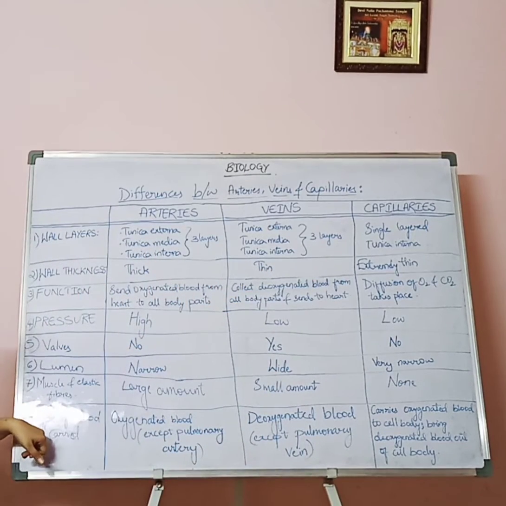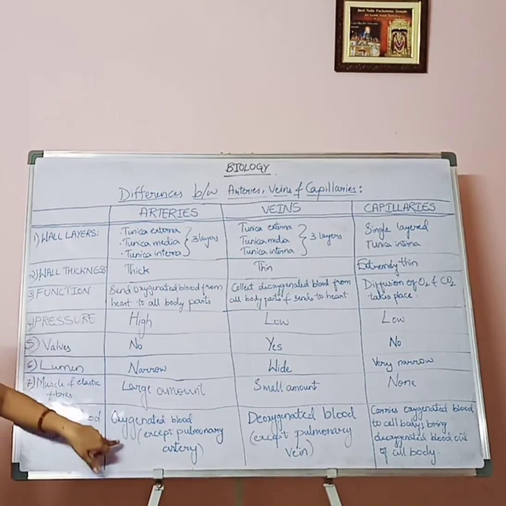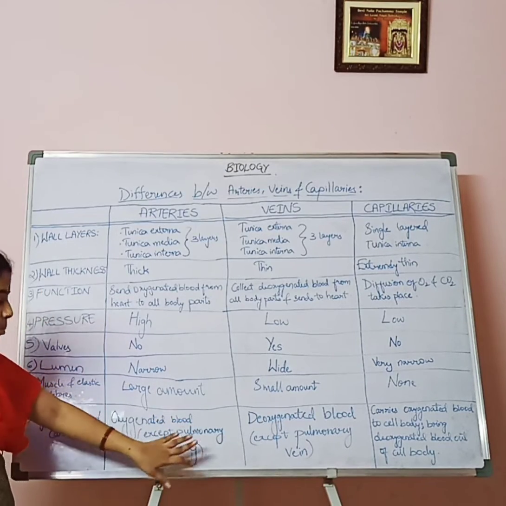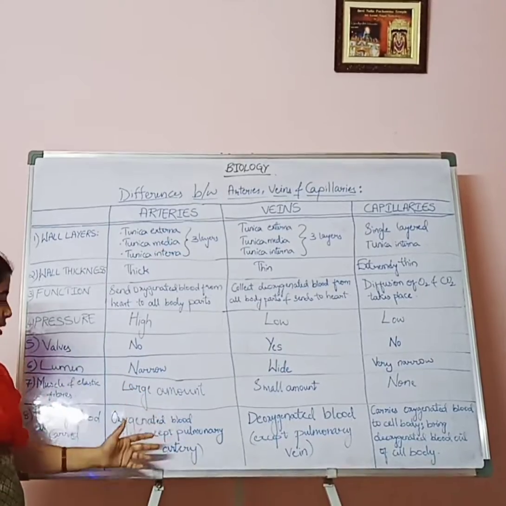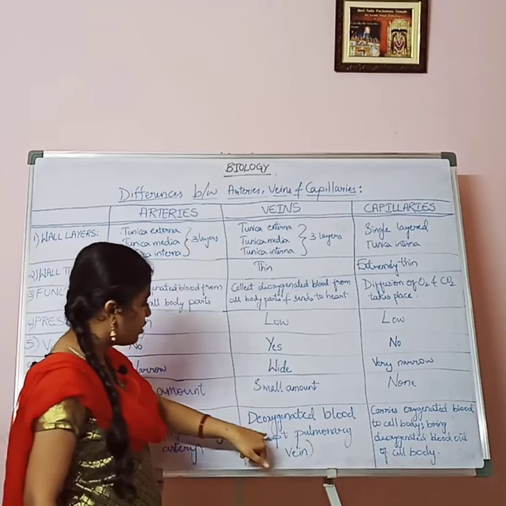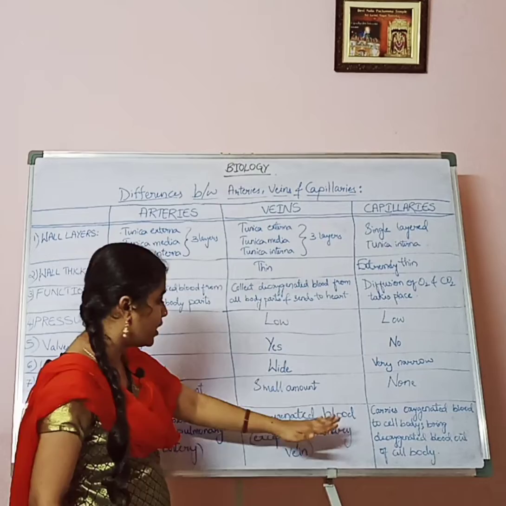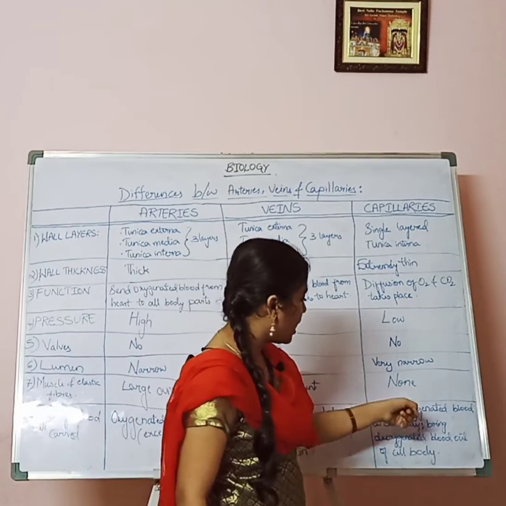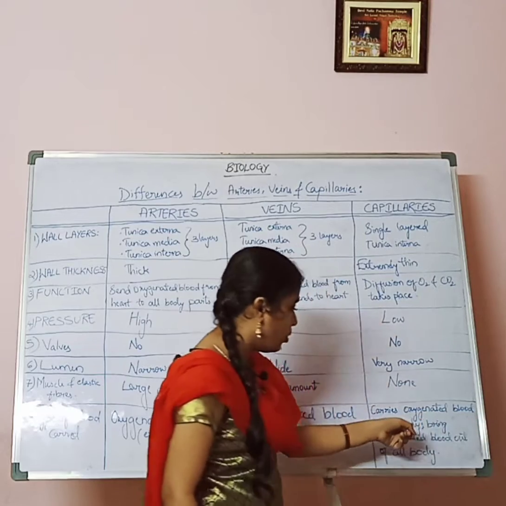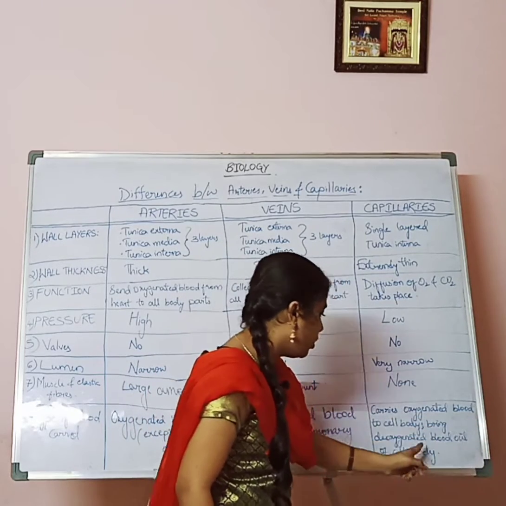And the type of blood carried: all the arteries carry oxygenated blood except the pulmonary artery. Veins carry deoxygenated blood except the pulmonary vein. And capillaries carry oxygenated blood to the cell body and bring deoxygenated blood out of the cell body.